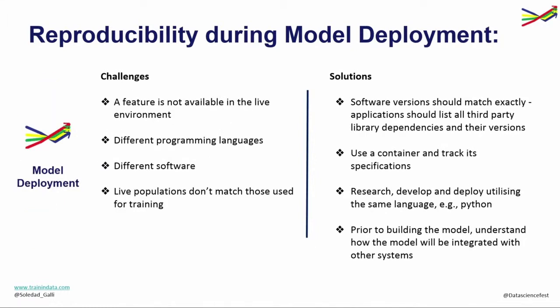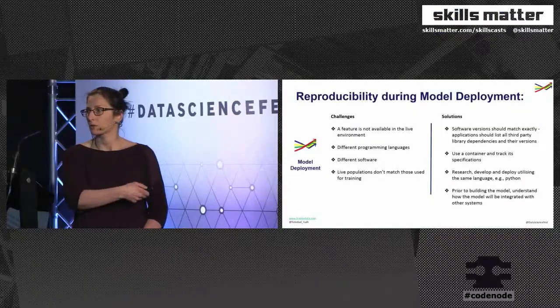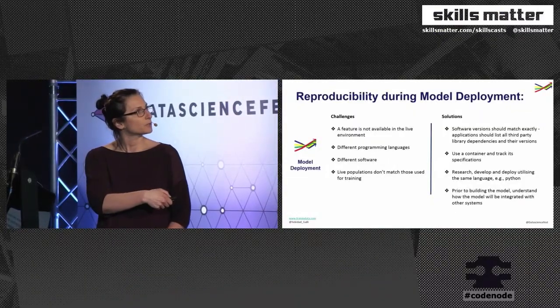So the final challenge to reproducibility occurs during deployment of the machine learning model per se. And this is because often a feature that we thought we could use to train the model is not available in the live system. Also, sometimes we work with different programming languages, so we train things in Python, but then the business is working with Java, so we need to basically re-engineer the pipeline. And sometimes the populations that we get when we're scoring live do not match exactly what we thought we could get when we decided what training data to use.